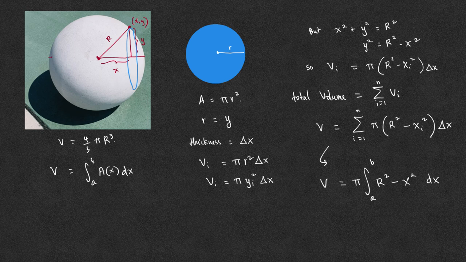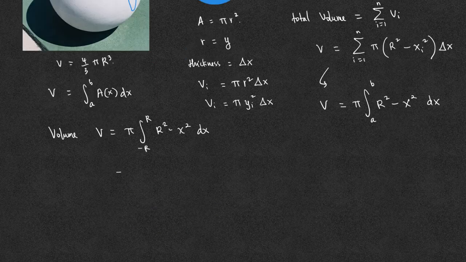It remains to evaluate this definite integral from a to b, where the lower limit of integration is negative r and the upper limit of integration is positive r. We slice it from negative r to positive r. The volume is pi, the integral from negative r to r, of r squared minus x squared dx.